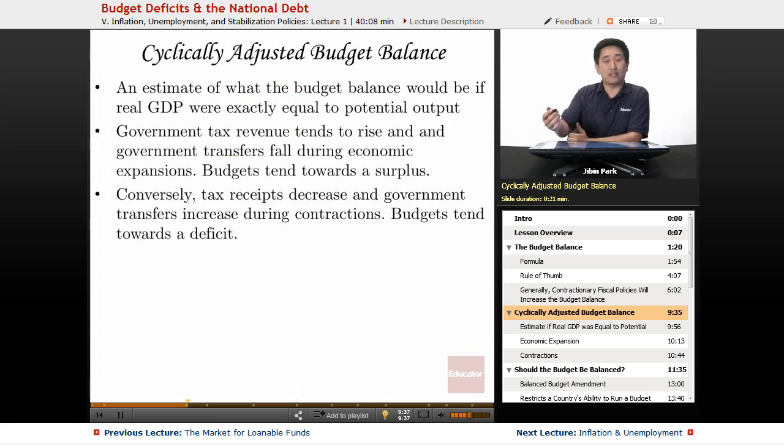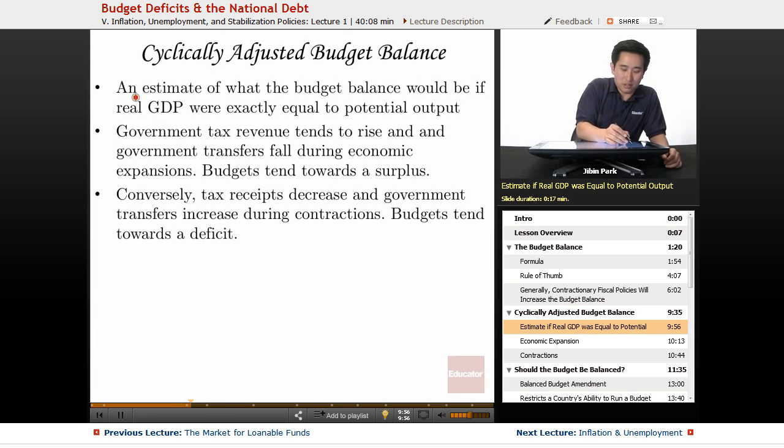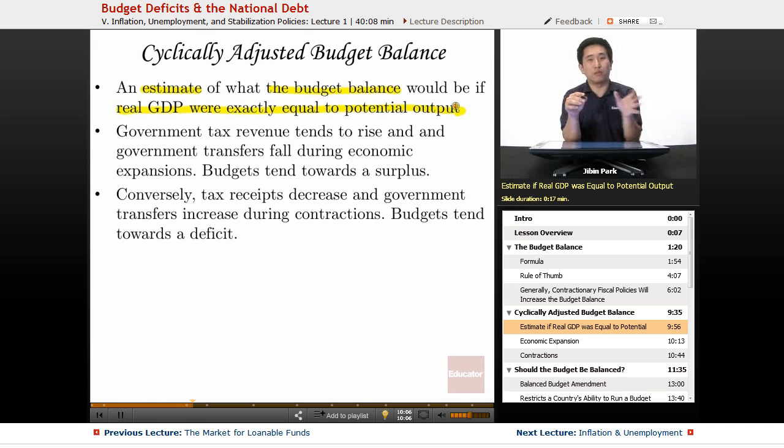So in terms of a cyclically adjusted budget balance, what does it mean? You're going to have some periods of a budget surplus and a budget deficit, but the idea is that during different cycles, you might want to adjust for periods of down times and periods of good times here. So a cyclically adjusted budget balance is an estimate of what the budget balance would be if real GDP were exactly equal to potential output. So assume that there's no recessionary gap or no inflationary gap. Let's assume we're at potential output.